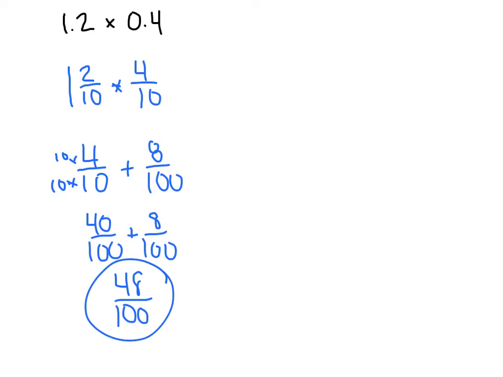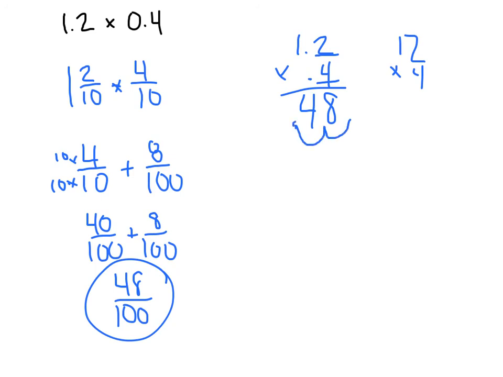Now the old way we did it, way back when, was we just did 1 2/10 times 4/10. And 4 times 2 is 8, and 4 times 1 is 4. And my answer is 100 times too big, because I actually just did 12 times 4. And 12 is 10 times bigger than 1 2/10, and 4 is 10 times bigger than 4/10. So my answer is 100 times too big, so I have to make it 100 times smaller. I get 48 hundredths.